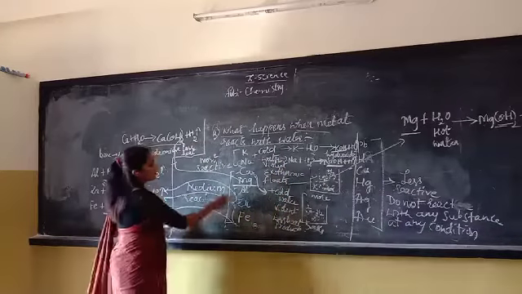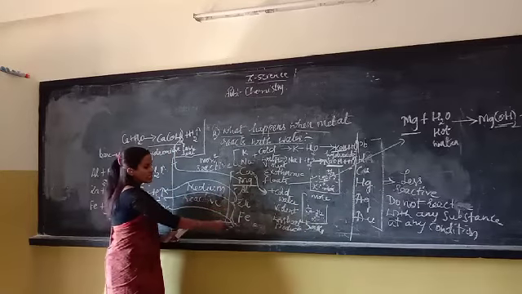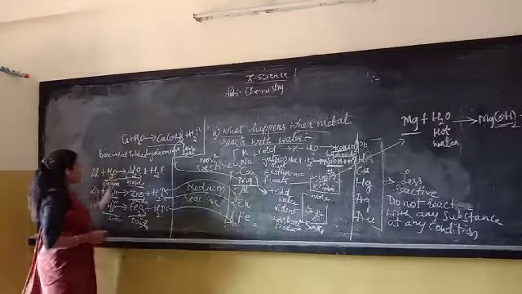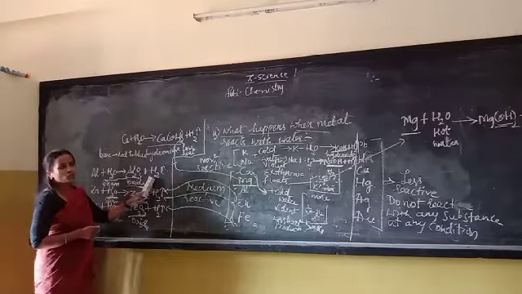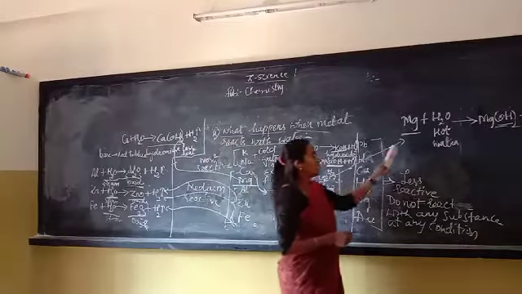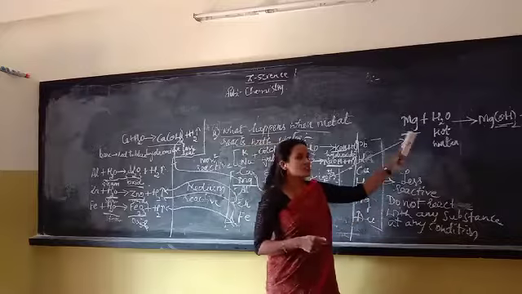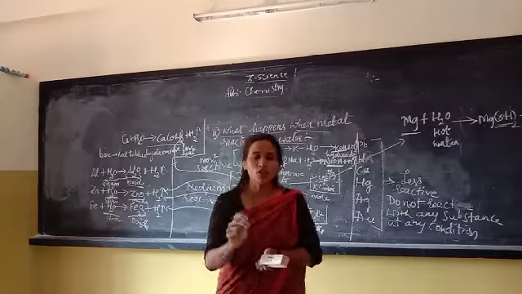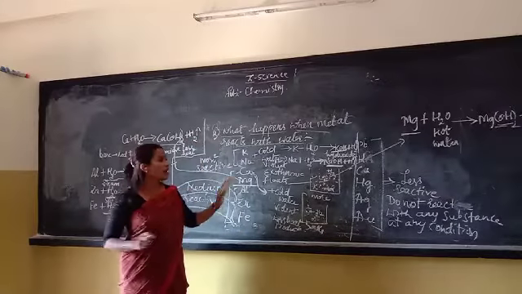Next, we come to the medium reactive elements, that is aluminum, zinc and iron. So these three metals have the capacity to react with steam. Then they form their oxide and hydrogen gas as products. Next, magnesium alone has the capacity to react with hot water and forms magnesium hydroxide and hydrogen gas as products. I hope you have understood.